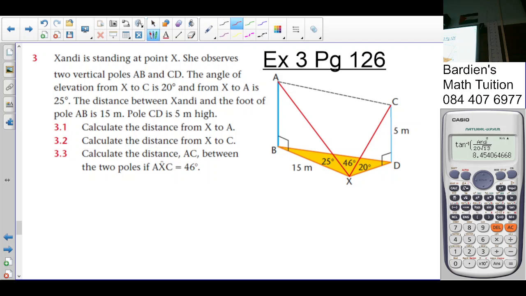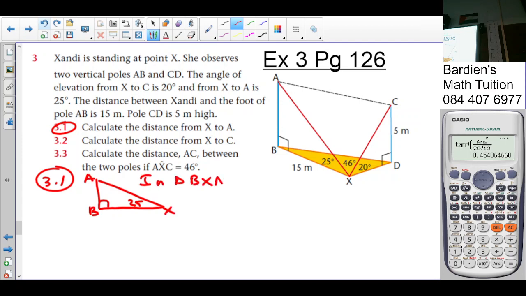Calculate the distance from X to A. So if we look at this here, that is what they want to calculate. So this is a fairly simple one. That's going to be 25 here. This is going to be BXA. This is in triangle BXA. We have 15 here. They want us to calculate XA. So which trigonometric function uses adjacent and hypotenuse?